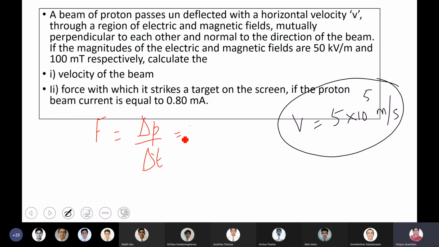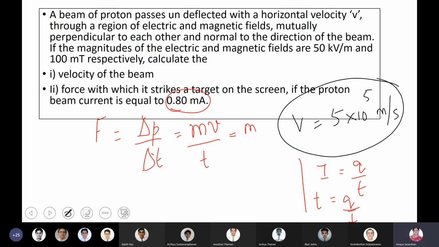So what is your momentum? mv, right? Now I have to find the time. The question is dealing with current, so I use I is equal to q by t. So what is t then? t is q by I. q is the charge of the proton. What is the charge of a proton?